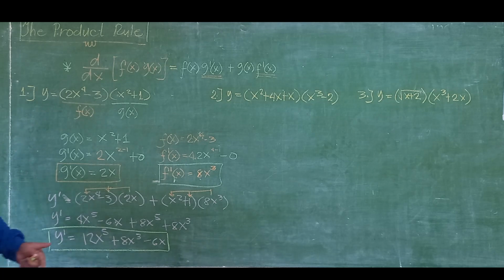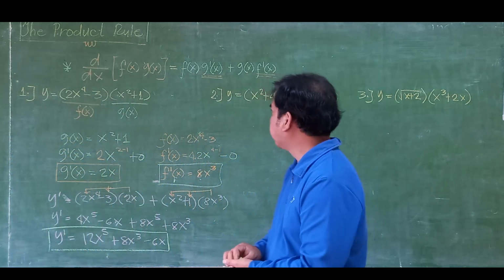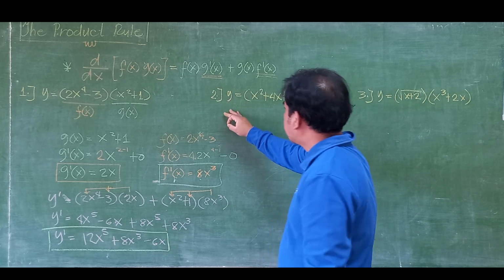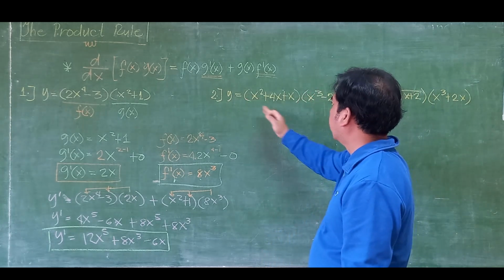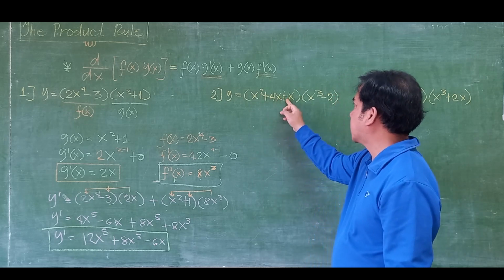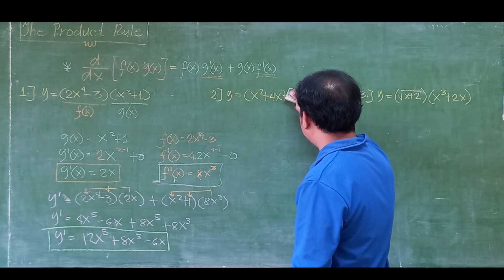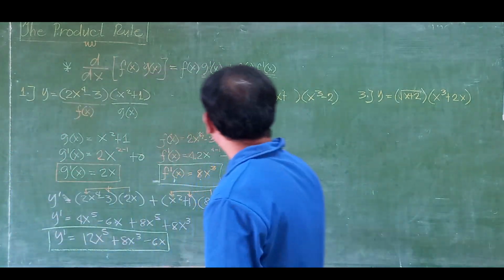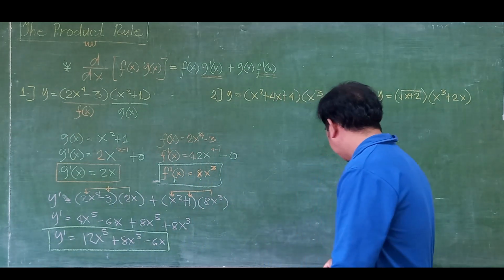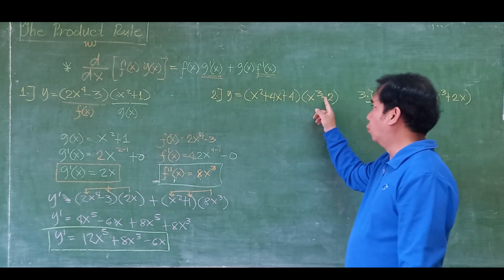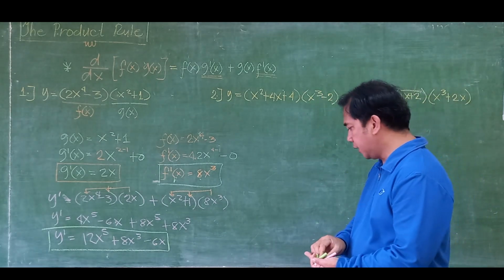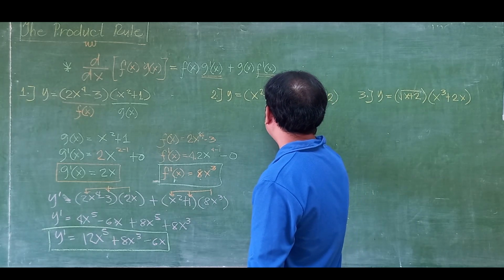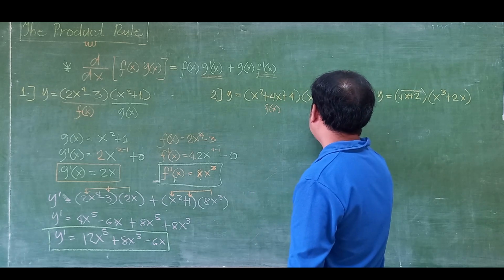What about the second one? Let's try to see the second. Notice again that we have to identify. Our second problem is y is equal to the product of the quantity x raised to 2 plus 4x plus 4, multiplied by the quantity x raised to 3 minus 2. So how are you going to do that one? Again, identify our f. So our f is in here, and that must be our g of x.